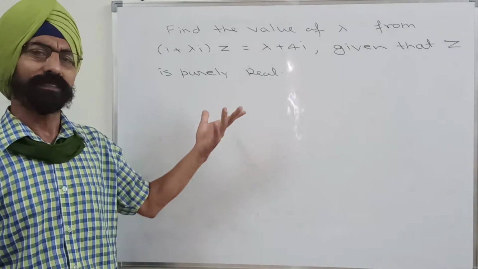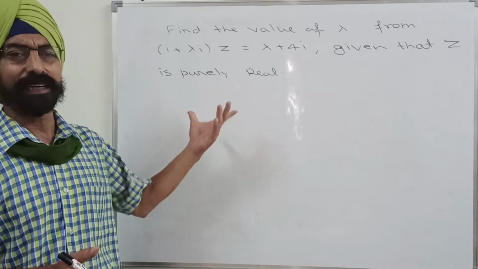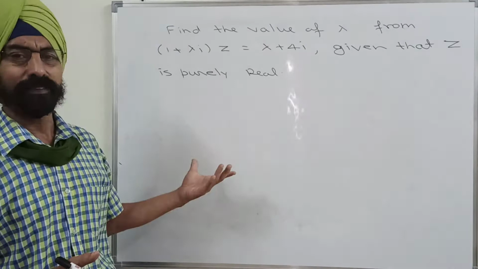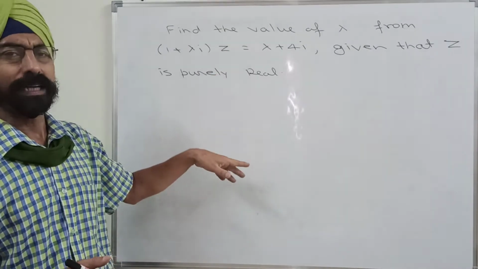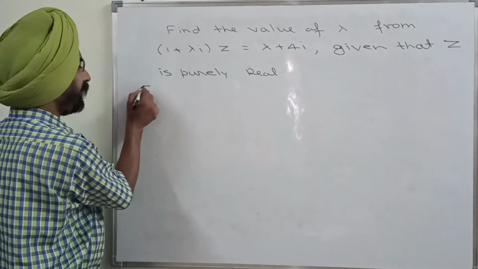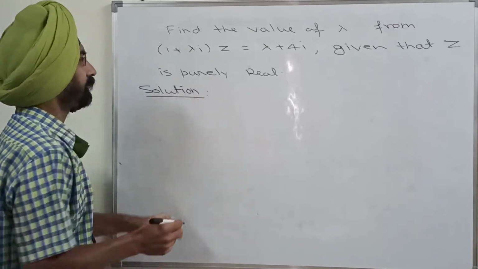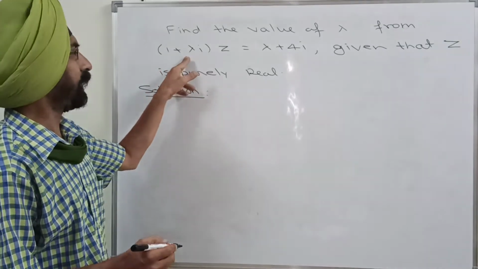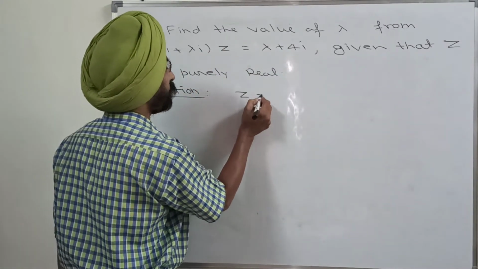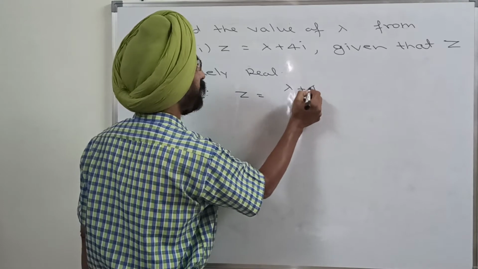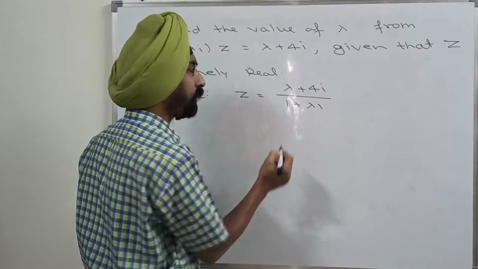So there are once again several methods, but I'm not going to use 2 or 3 or 4 methods again and again. So I'll solve it by one method, and it will be an exercise for you to solve it by other methods. So what is the simple way to solve this equation? Take this 1 plus lambda iota to the right hand side in the denominator. So you will get your Z is equal to lambda plus 4 iota over 1 plus lambda iota.